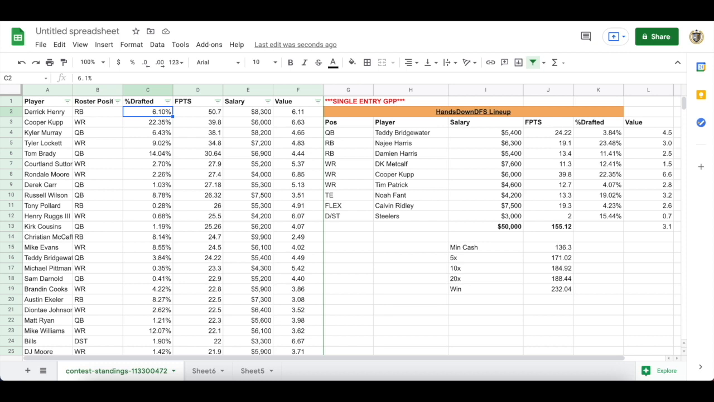6% own was very low. When I saw that ownership was going to be low on him, I was very high on him, so that worked out for me. Cooper Kupp, pretty chalky, but with 40 points, you'll eat that chalk. We had him in our lineup.